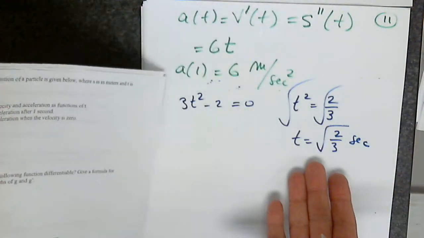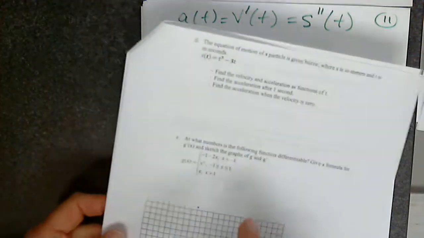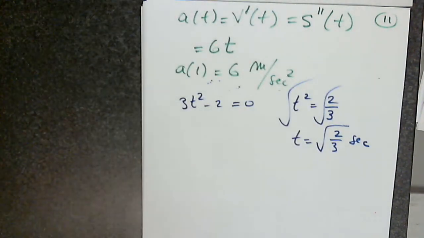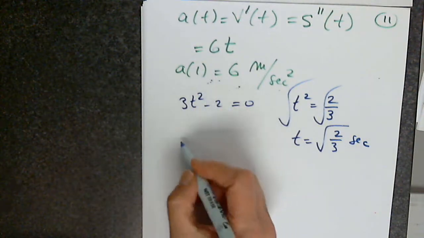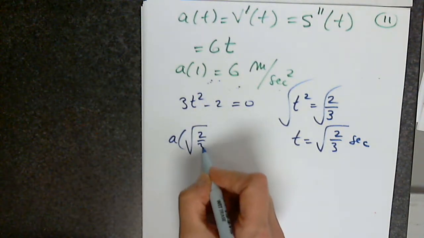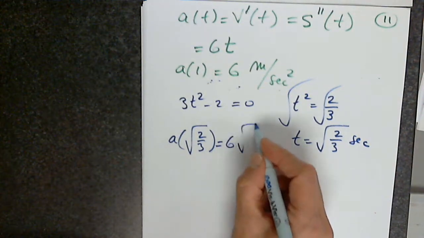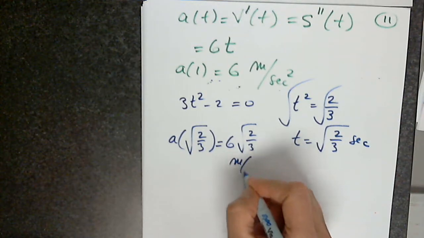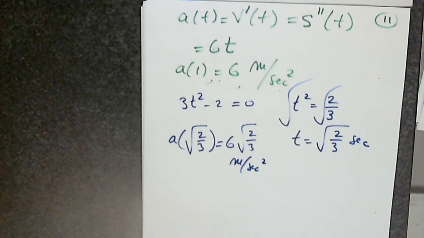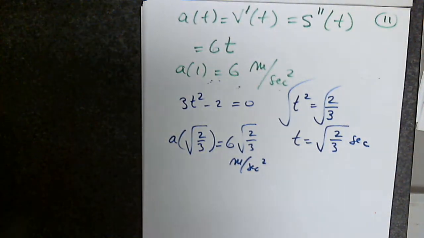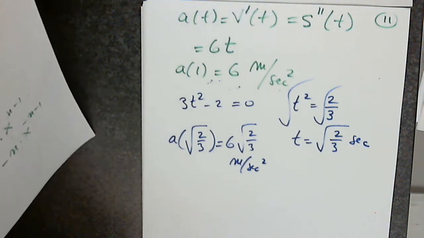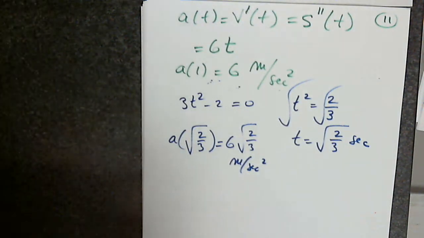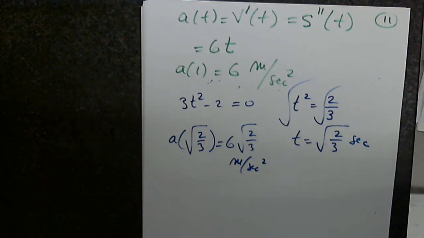We found the time where the velocity is 0. And now I'm asked to find the acceleration at that time. Exactly. So acceleration at the square root of 2/3 is nothing else but 6 multiplied by the square root of 2/3. Measurement unit again? Meters per second squared. Any questions?